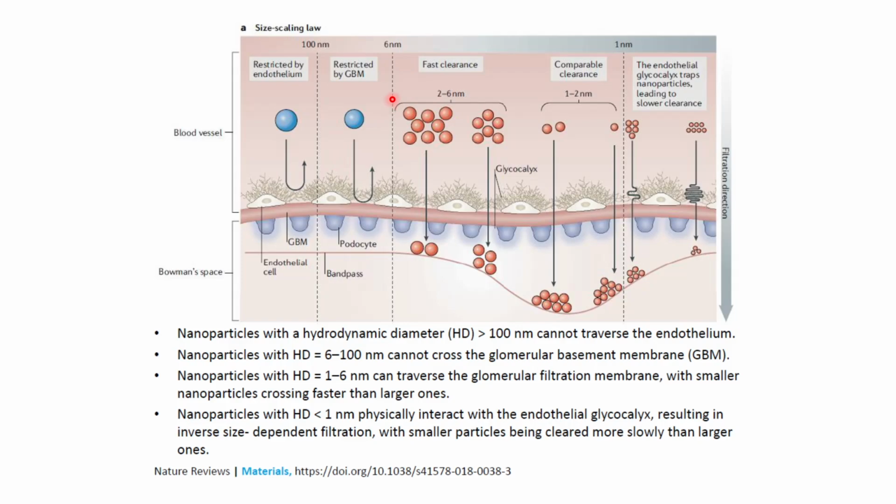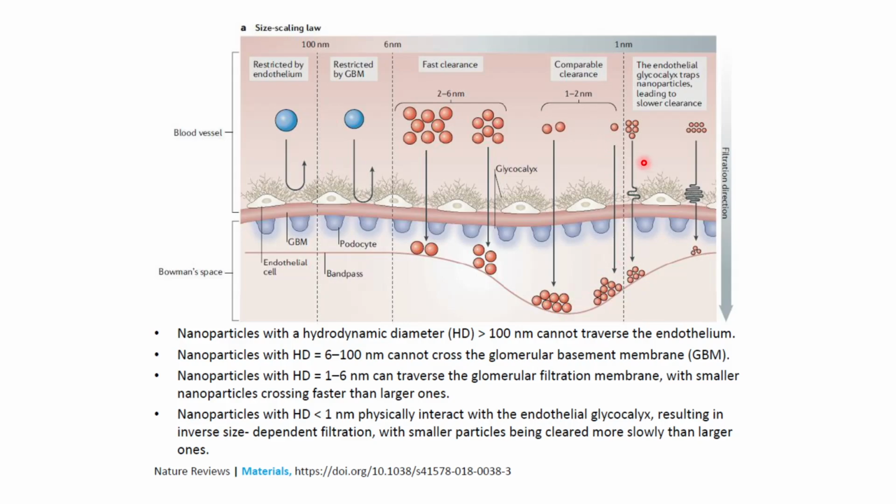Next, you have this 6 nanometer particle, which then restricts particles in between these two ranges, 6 nanometer to 100 nanometer. They'll be trapped in this layer because the gap is very small for them to be cleared out. Now, if you have particles which are further smaller in size, let's say 2 to 6 nanometer, they can very readily pass through this GBM layer and they can be cleared out. Further, if you go below 2 nanometer, let's say you have a particle of 1 to 2 nanometer, they'll be cleared out even faster than these 6 nanometer particles because the gap for them is very large. They can easily be filtered out from this.